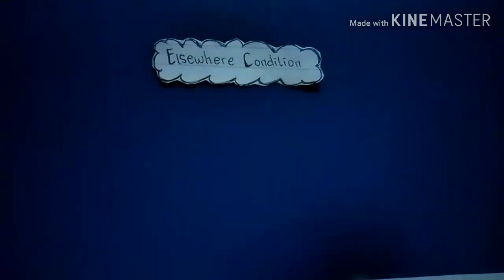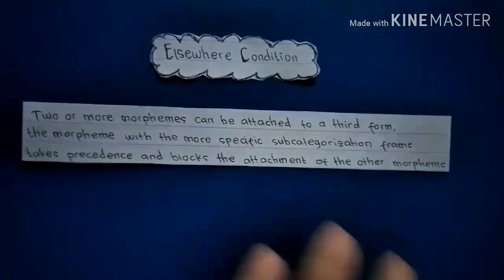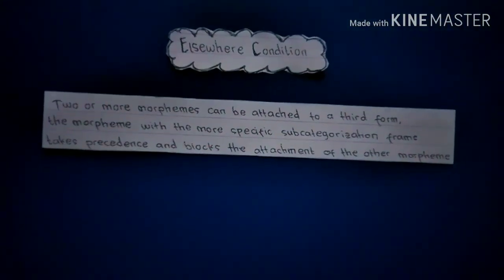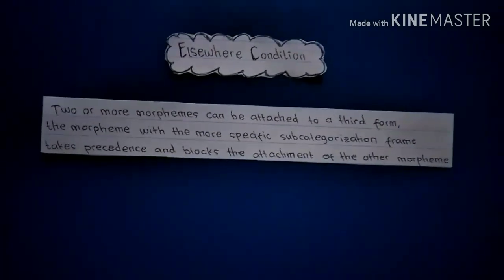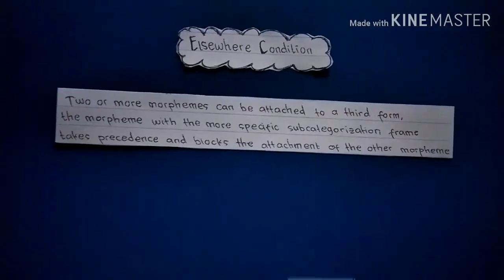Okay, now we move to the elsewhere condition. The elsewhere condition is when two or more morphemes can be attached to a third form. The morpheme with the more specific subcategorization frame takes precedence and blocks the attachment of the other morpheme. Now let's see the example.